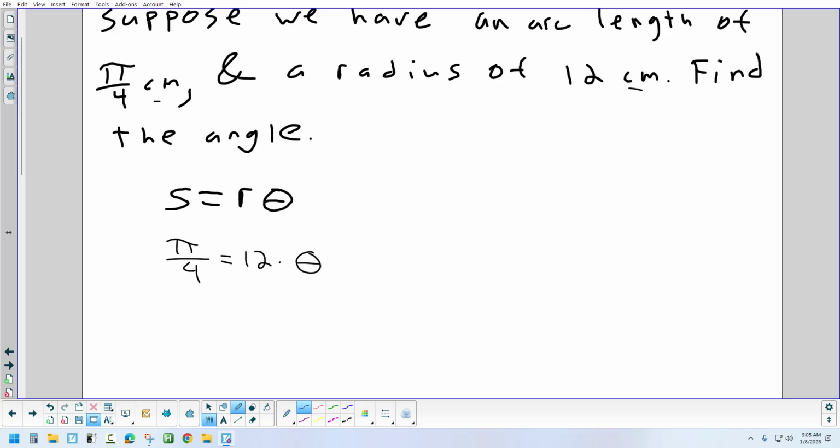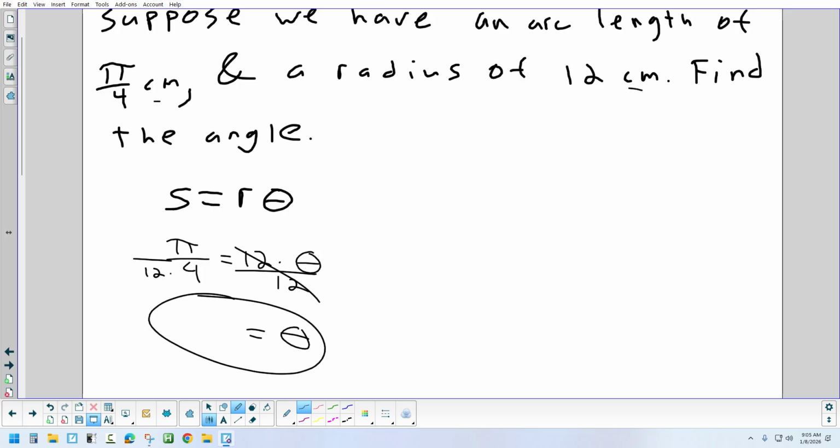Okay, so to get theta by itself, this problem has one step. What do we have to do on both sides to get theta alone? Yep, divide by 12. So we put a 12 there. Putting a times 12 in the bottom is the same as dividing by 12. So 12s cancel. And what do we get for an angle? Pi over 48. Pi over 48. Do we need a label on it?